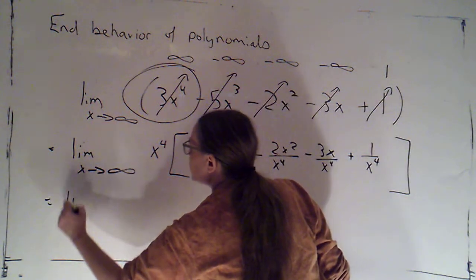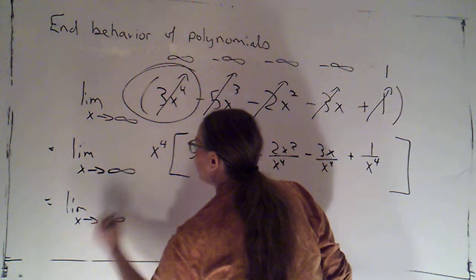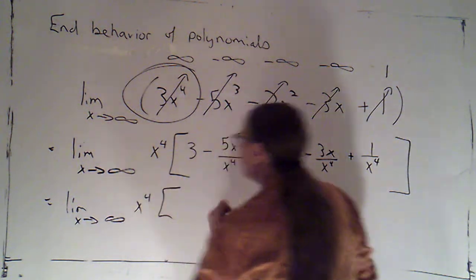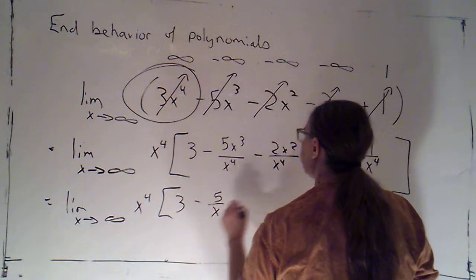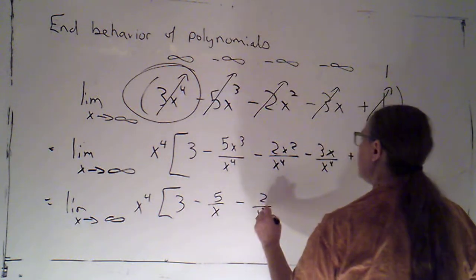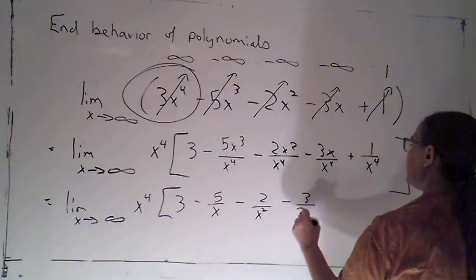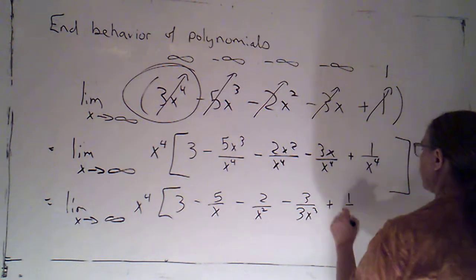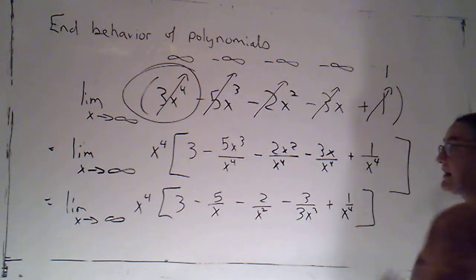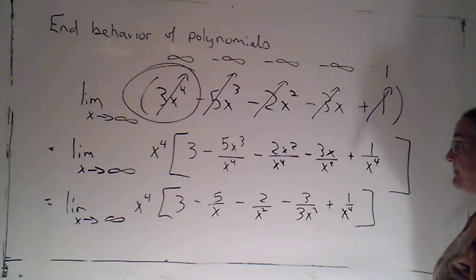So this becomes the limit as x goes to infinity of x to the 4th times 3 minus 5 over x minus 2 over x squared minus 3 over x cubed plus 1 over x to the 4th.